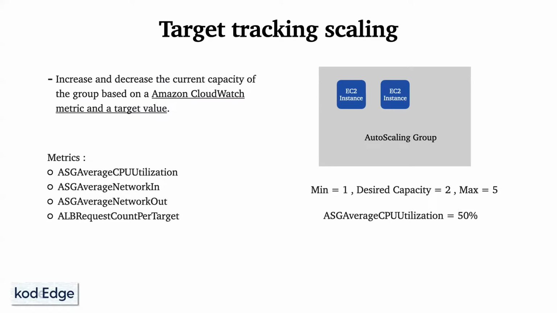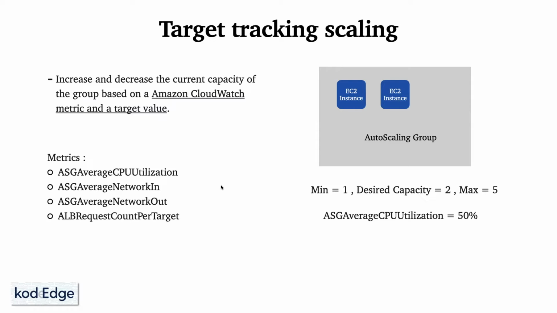So what is target tracking scaling policy? It means it increases and decreases the current capacity of the group based on the Amazon CloudWatch metrics and the target value. So what is CloudWatch metrics? So whenever you deploy the application on the EC2 instance, it sends metrics periodically to the CloudWatch service. And there are certain predefined metrics that AWS provides us. So these are the predefined metrics that AWS provides us. But also you can create your custom metrics as well.